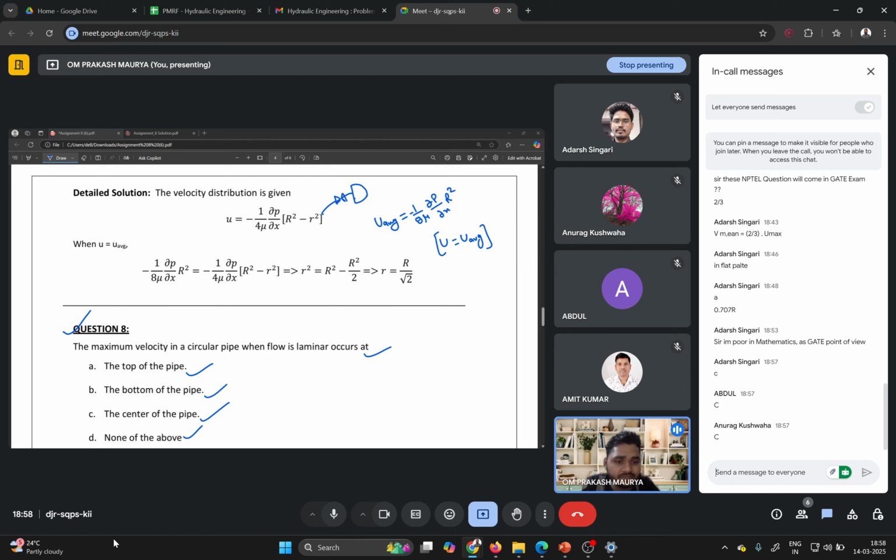Okay, Abdul is telling C, everyone is telling C, yes. From the last maybe 3-4 questions I have discussed these things only. The maximum velocity at the center of the pipe, yes, good.